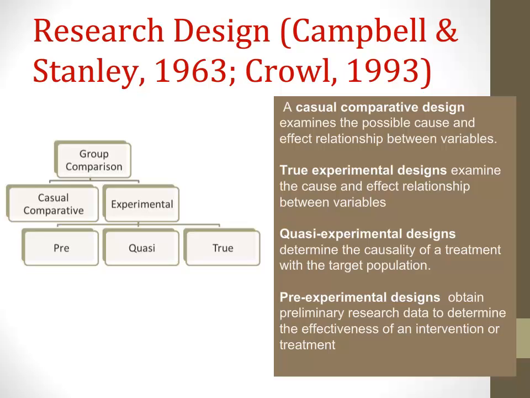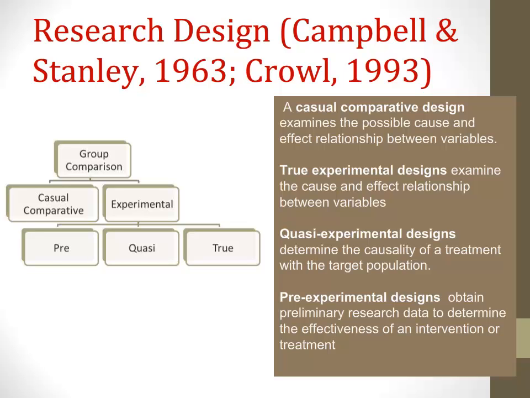The purpose of a true experimental design is to examine the cause and effect relationship between variables. True experimental designs are often referred to as the gold standard in research practice due to their rigor and controls for threats to internal and external validity. Now, the best way to think about a true experimental design is to think about its three characteristics. First of all, there's manipulation.